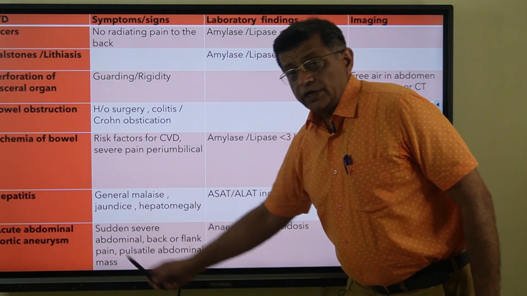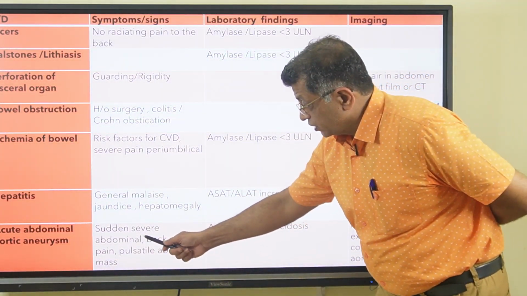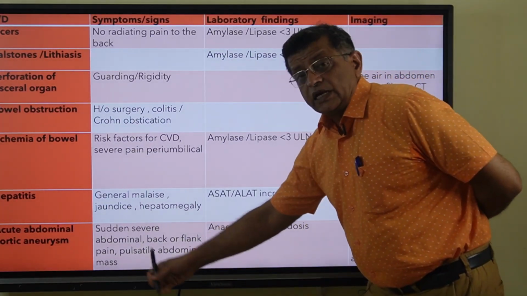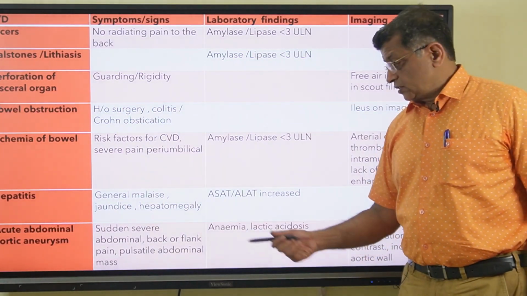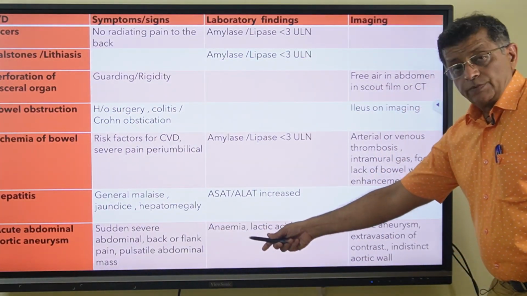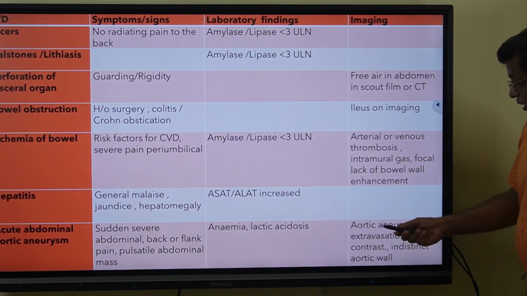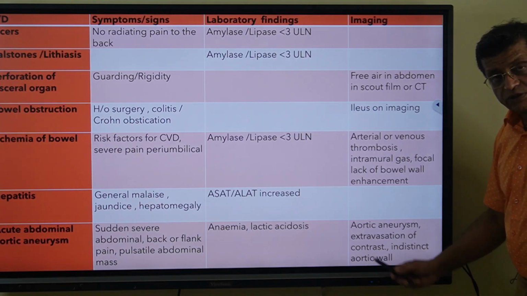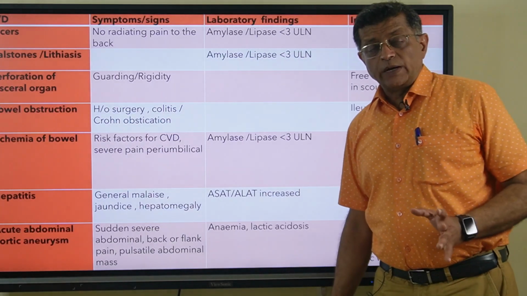Lastly, acute abdominal aortic aneurysm. This is a dangerous condition that presents with sudden severe abdominal, back or flank pain and pulsatile abdominal mass. So if the mass is pulsatile, very likely the patient has aortic aneurysm. There would be anemia and lactic acidosis. In aortic aneurysm, extravasation of contrast and indistinct aortic wall could be seen in CT scan. So these are the differential diagnoses of acute pancreatitis.